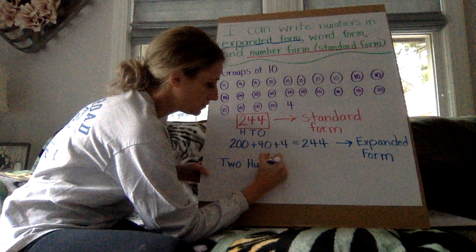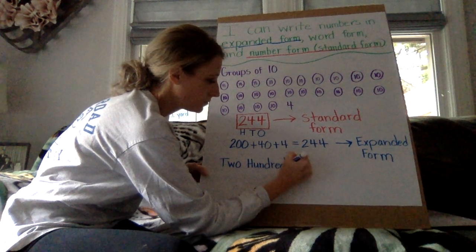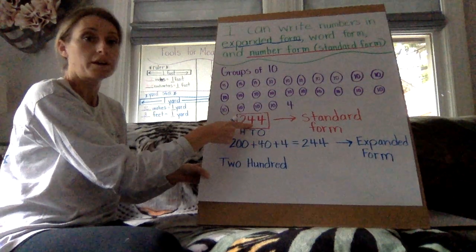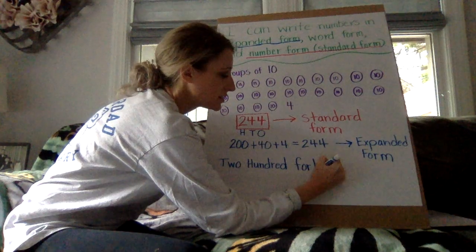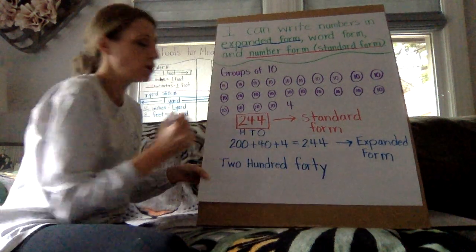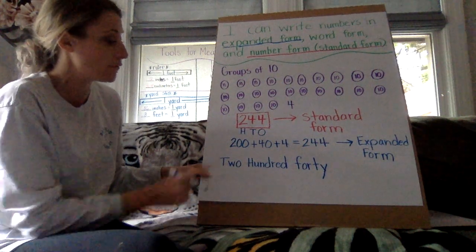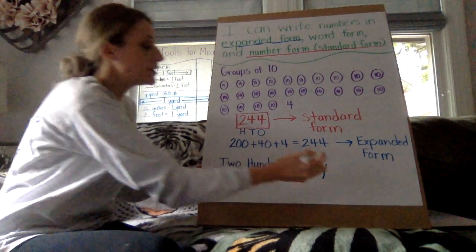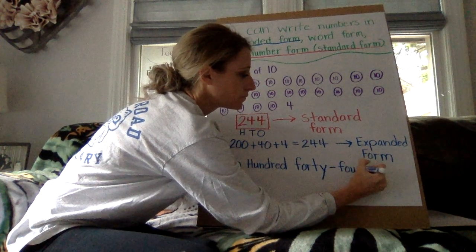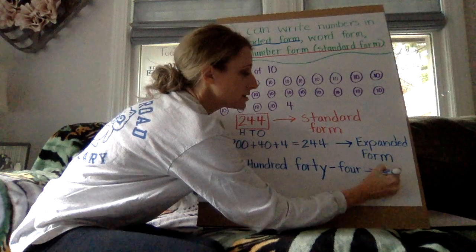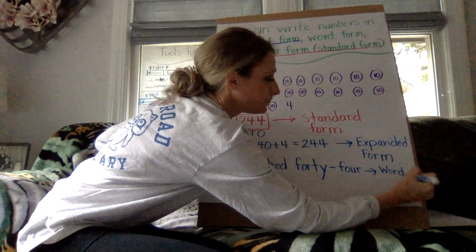200, 40. We know that long E at the end of a 2-syllable word, the Y makes a long E sound, 40. 240 dash 4. And this would be our word form.